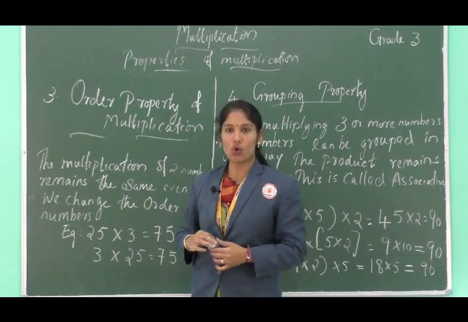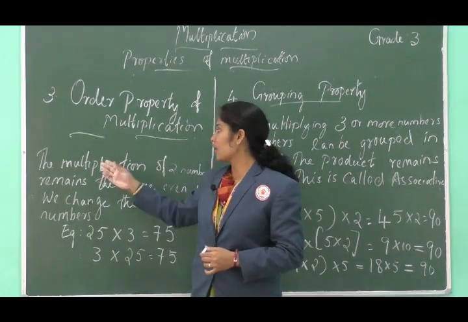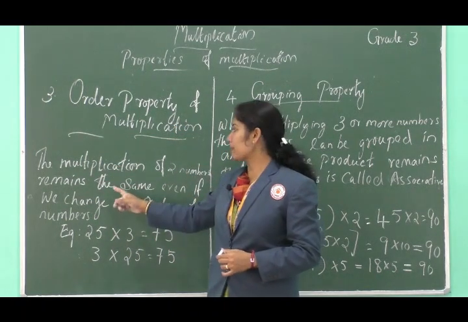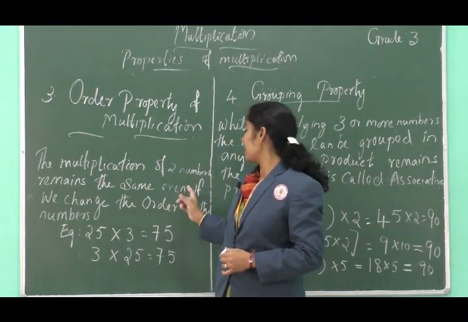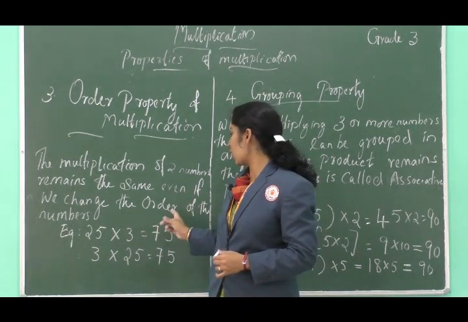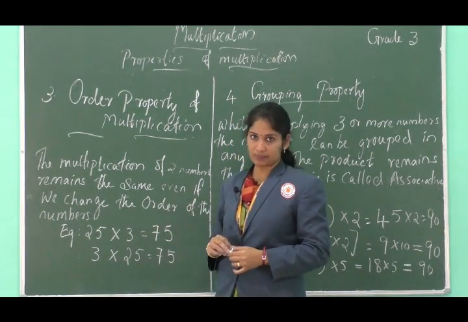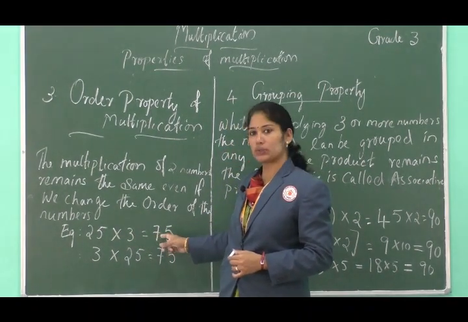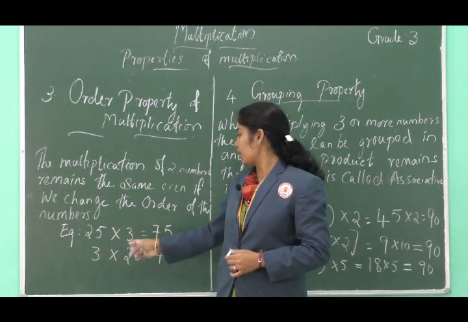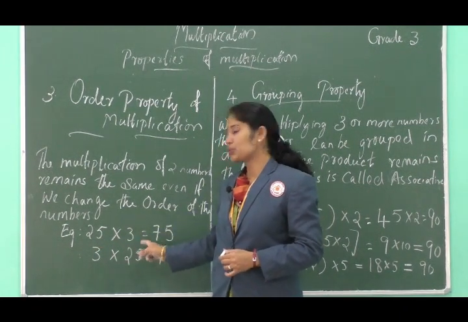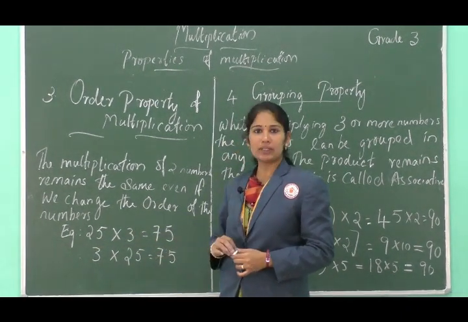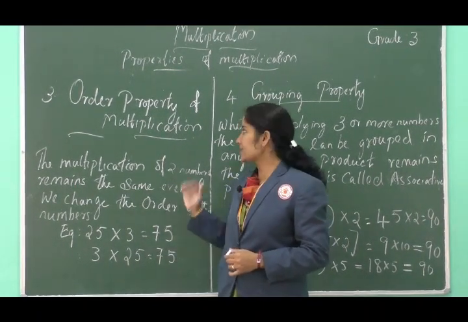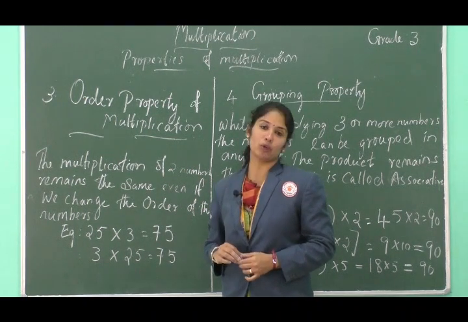Order property of multiplication. What is order property? The multiplication of two numbers remains the same even if we change the order of the numbers. For example, 25 into 3 is equal to 75. We rearrange, 3 into 25 is equal to 75. Both answers are same. This is called commutative property.